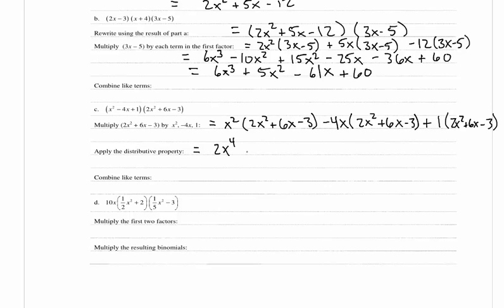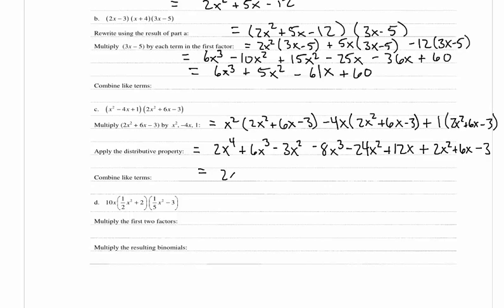x squared times 6x is 6x cubed. x squared times negative 3 is negative 3x squared. And now we have negative 4x times 2x squared, negative 8x cubed. Negative 4x times 6x is negative 24x squared. And negative 4x times negative 3 gives me a positive 12x. And then we have 1 times our entire trinomial, so it's just going to be the trinomial, 2x squared plus 6x minus 3. And now we want to combine like terms.